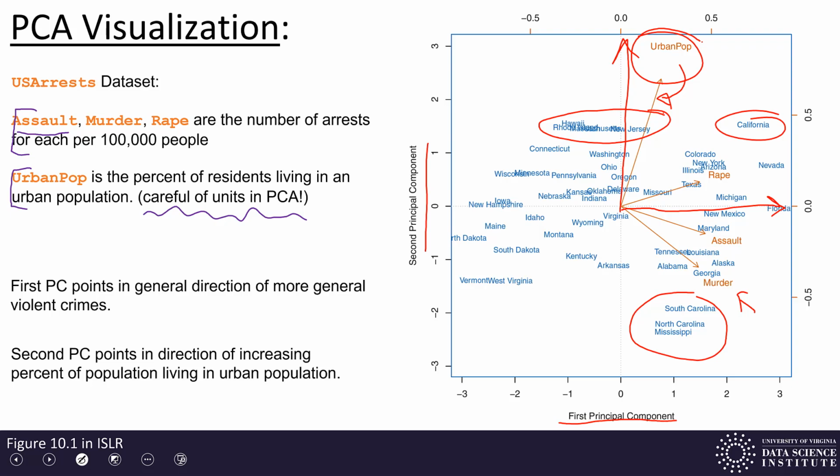There's some nice organization in the data that we observe here: the assault-related variables group roughly in the direction of the first PC, and urban population is more in the direction of the second PC.